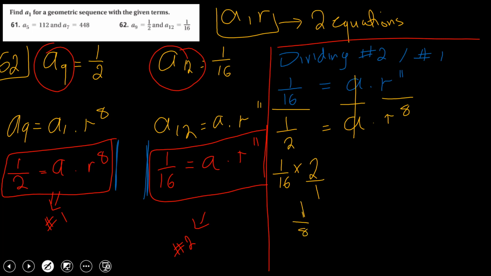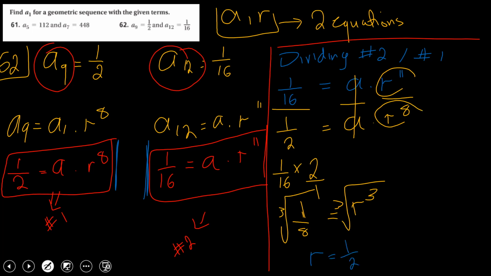Why? Because if you divide a fraction by a fraction, you keep the first fraction as it is, change the divide into multiply, then the reciprocal of 1 over 2 is 2 over 1. So what is 1 over 8 equal to? r, and here we have two bases that are divided, so I will subtract the powers, so it is r cubed. Then take the cube root, so the value of r here is 1 over 2.